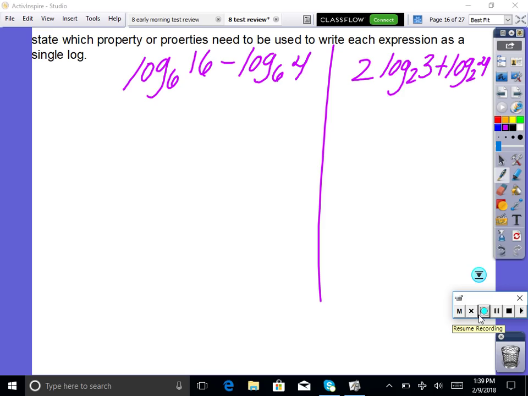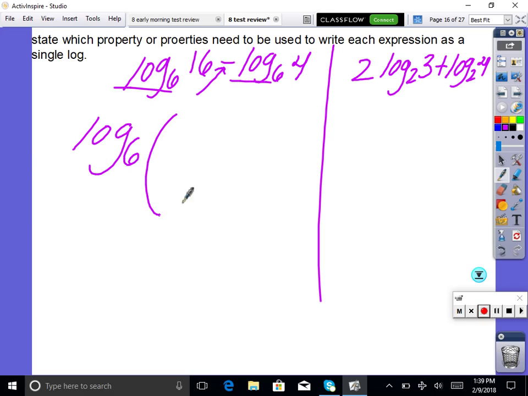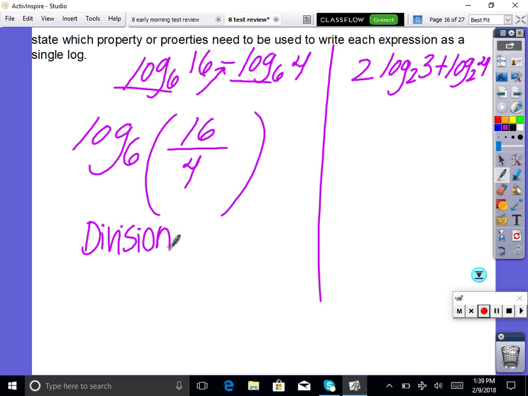So this says what property is being used here. We know if we have 2 logarithms that are both the same base and there's a subtraction sign, we can put them together with a division. So log base 6 of 16 divided by 4. It says, what rule was used? The division rule. Better known in math as the quotient rule. But whatever, division rule, I get that you know what you're doing if you write division rule.